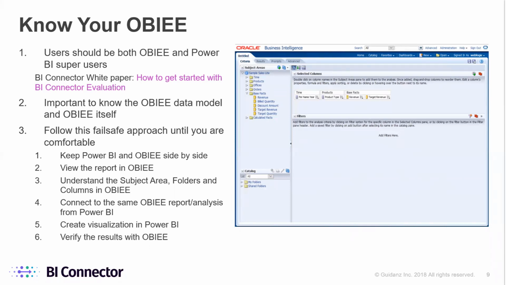Next, connect to that report or analysis in the same environment from Power BI using BI Connector. Create the visualizations and compare the results, the data, as well as the time taken to get the data from OBIEE into Power BI. It's important to keep them side by side to understand and start familiarizing yourself with how to integrate, how to get the data in Power BI from OBIEE.